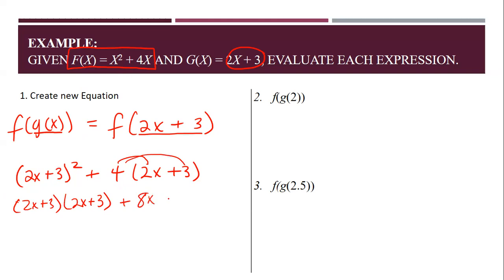And 4 times 3? 12. Okay, this makes it a little bit more confusing. I like the other way better. But if it asks you to create the new equation, you have to be comfortable creating the new equation. It's not going to always be simple.